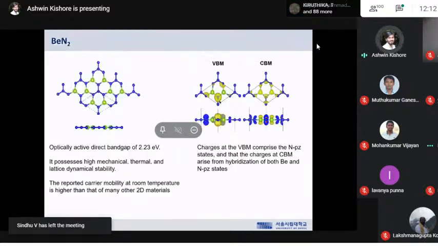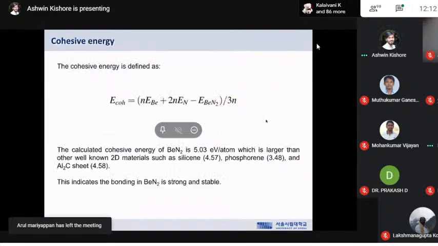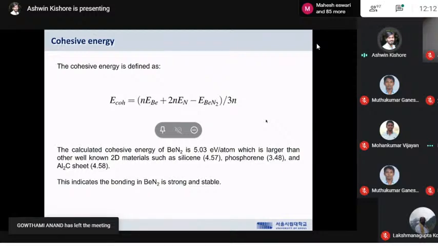So from this, we can see that the charges at the valence band maxima are from the nitrogen PZ states, whereas the conduction band minima is from the hybridization of both beryllium and the nitrogen PZ states. To evaluate the stability of the system, we calculated the cohesive energy. The calculated cohesive energy is 5.03 electron volt per atom, which is higher than other well-known two-dimensional materials. So this indicates that the bonding in the B into layer is strong and stable.